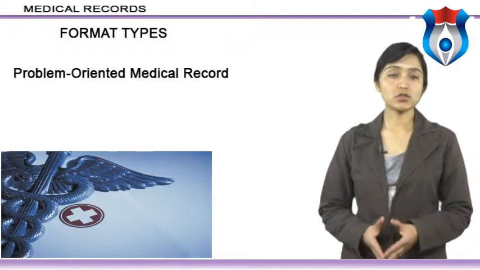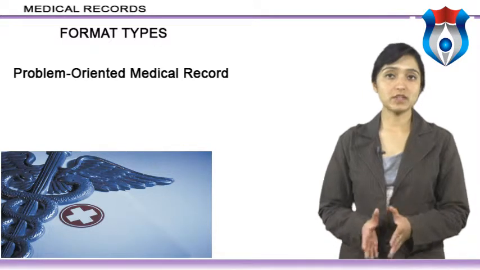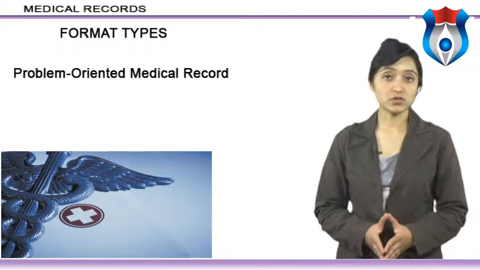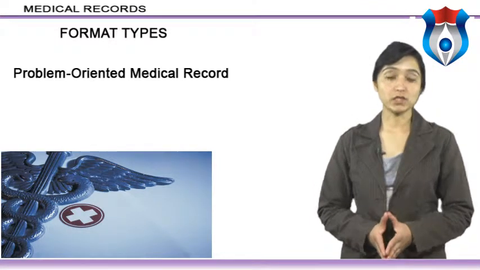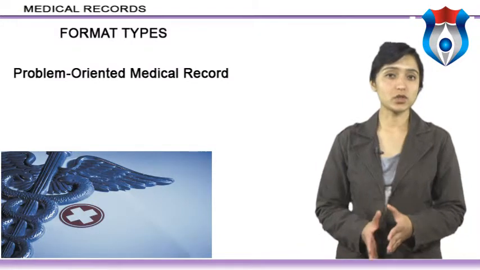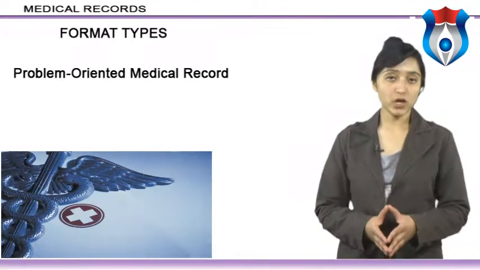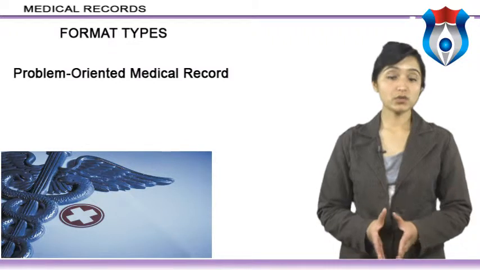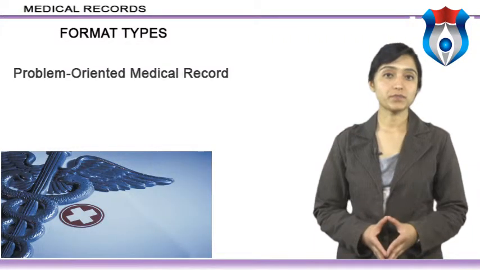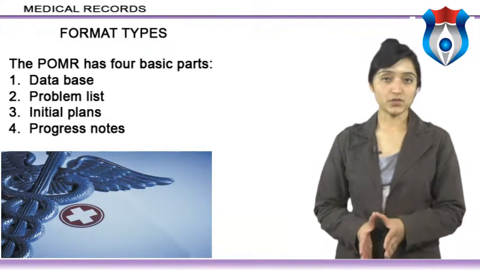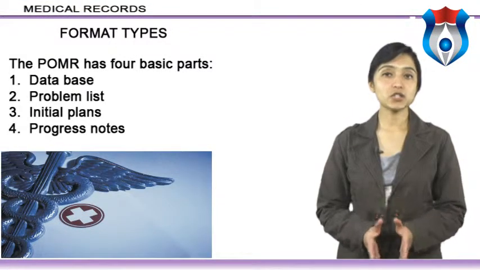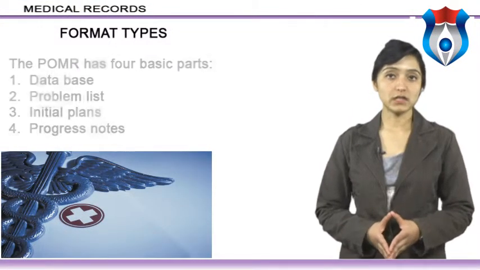Problem-oriented medical record. The problem-oriented medical record, normally referred to as POMR, was introduced by Dr. Lawrence L. Weed in the 1960s. This type of format helps in reflecting the logical thinking of the physician who is giving treatment. It also provides a systematic method of documenting the care given to the patient. The POMR has four basic parts: database, problem list, initial plans, progress notes.